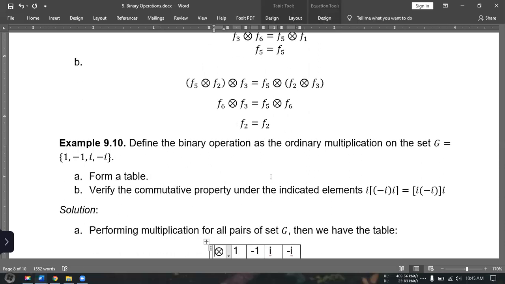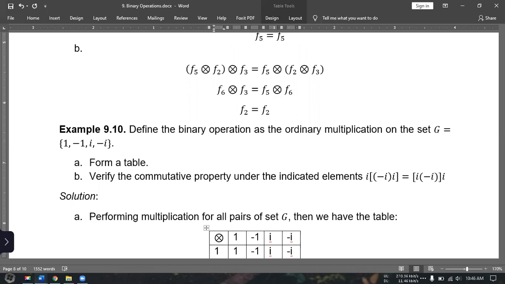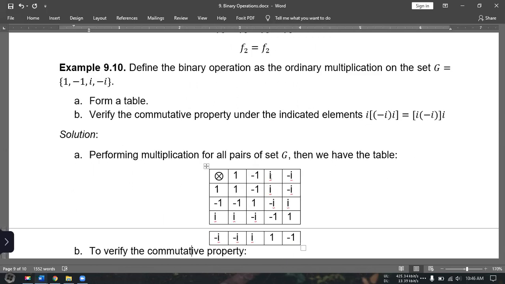So performing multiplication for all pairs of set G, then we have the table. This is the multiplication table. The elements are 1, negative 1, i, negative i. We know that 1 is our multiplicative identity, so operating any number with 1 will give you the same number. Oh, this is our identity. So, negative times negative 1 is positive 1. We have i times negative 1 is negative i.